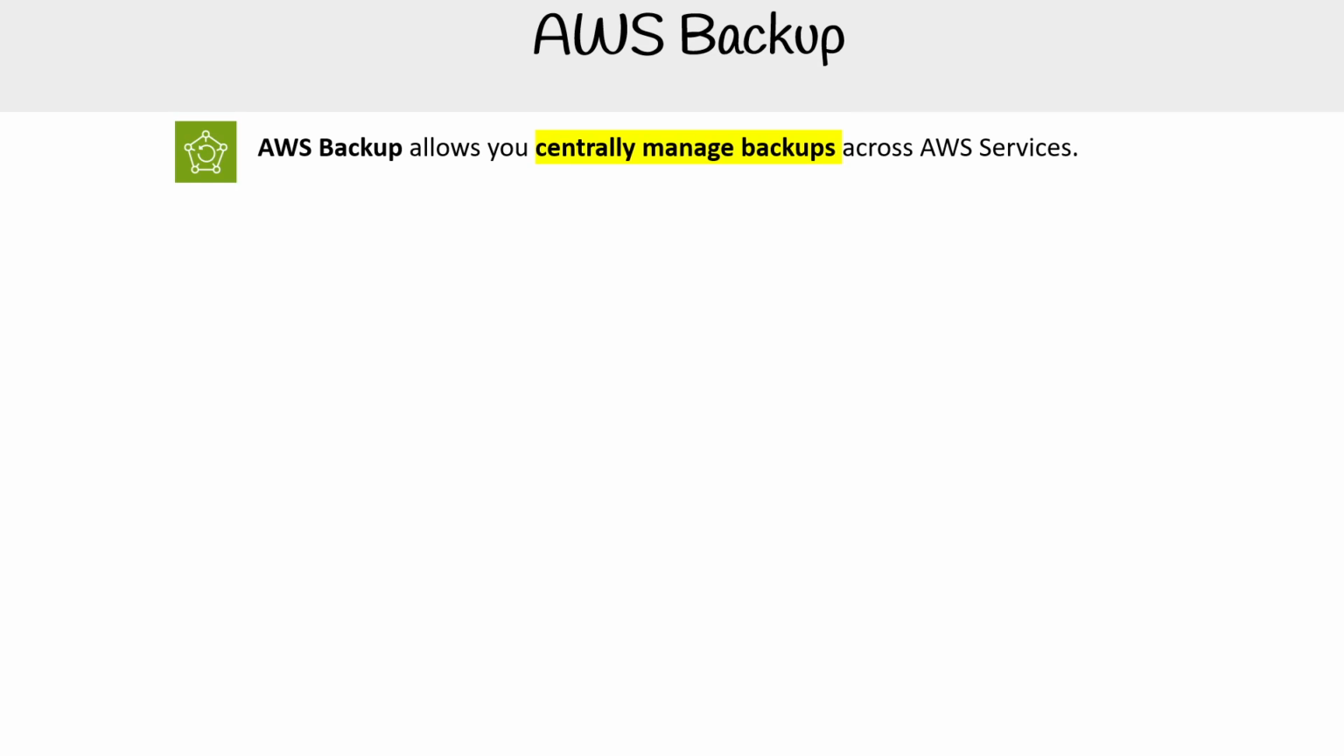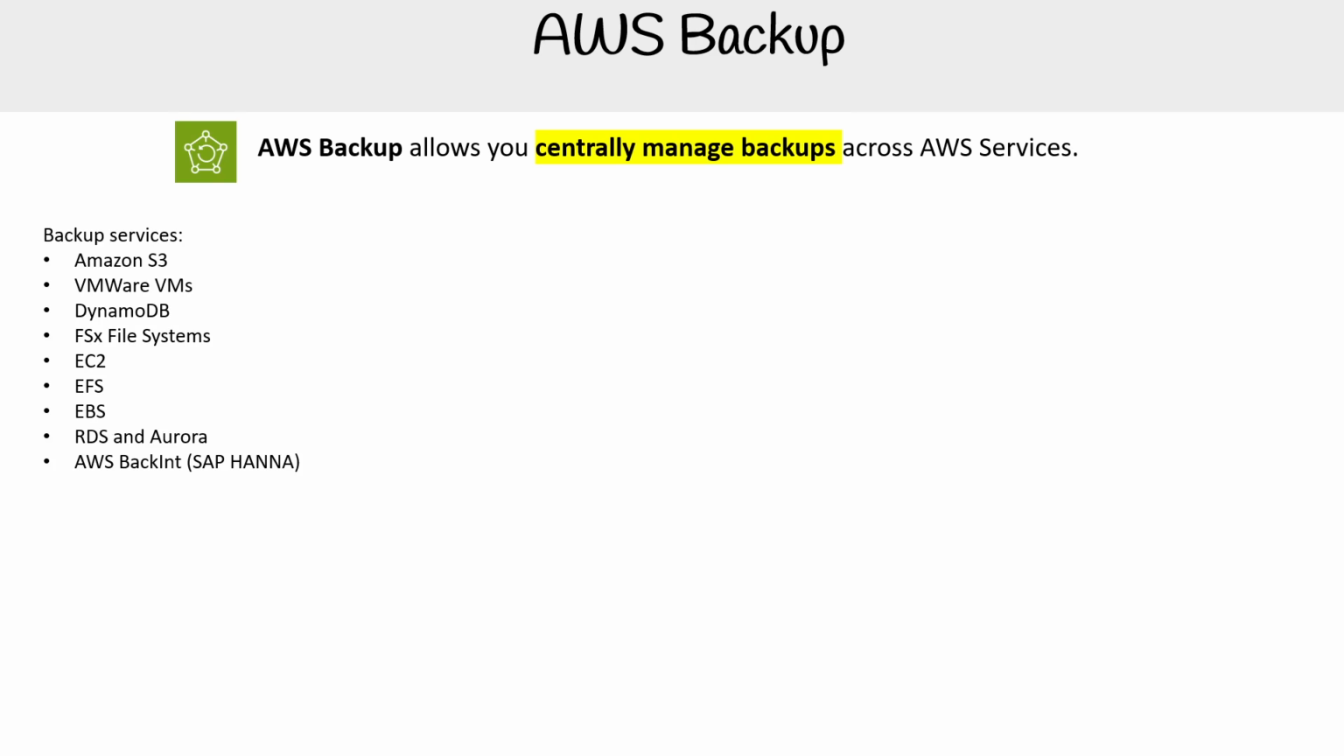Hey, this is Andrew Brown, and we'll be taking a look here at AWS Backup, which allows you to centrally manage backups across your AWS services. So this could be for Amazon S3, VMware VMs, DynamoDB, FSx file system, EC2, EFS, EBS, RDS, and Aurora. SAP HANA is in there as well. Storage Gateway, that's what SGW stands for, DocumentDB, Neptune, Timestream, and more.